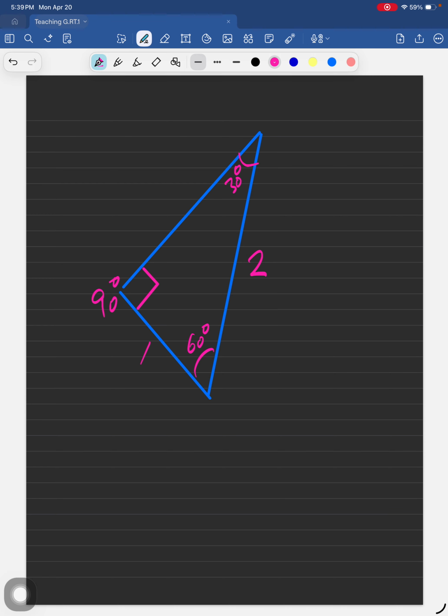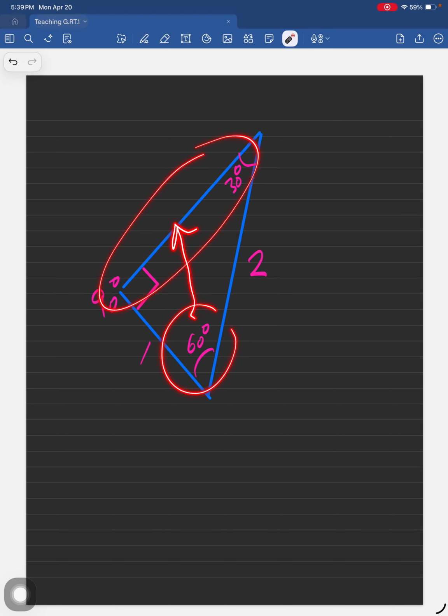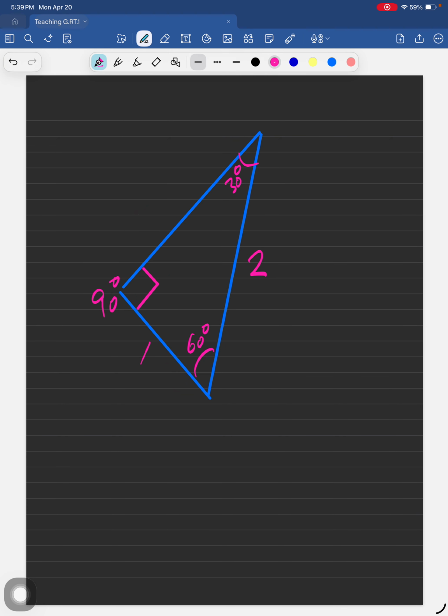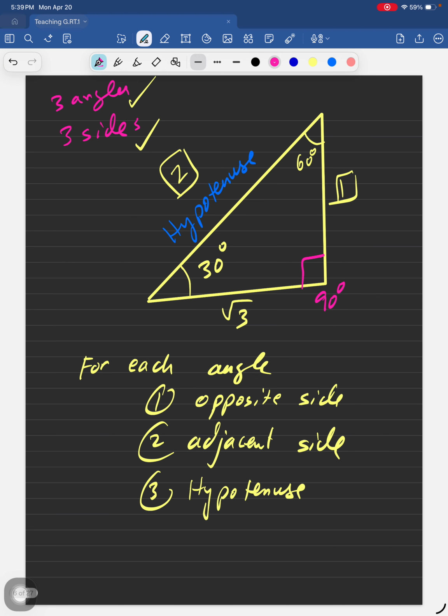Now we expect that this side is the opposite of 30, so this is the smallest side, so here is 1, and the other side, which is opposite to the 60, as you can see here, which is in the middle between the small one as 1 and the large one as 2, so here is the square root of 3. As I said, any angle or each angle has 3 things.